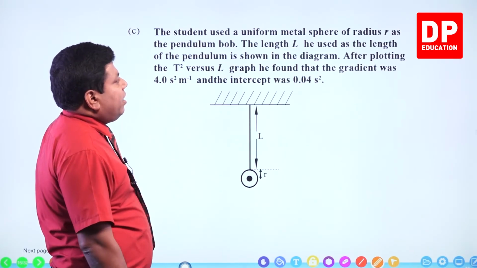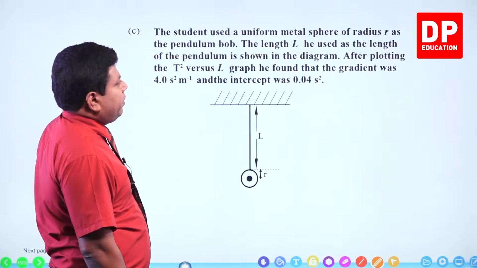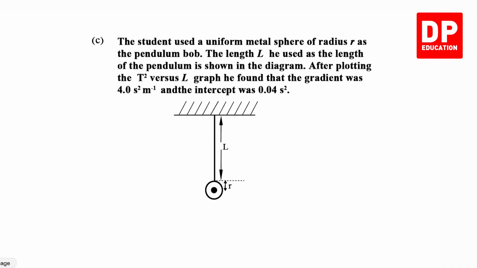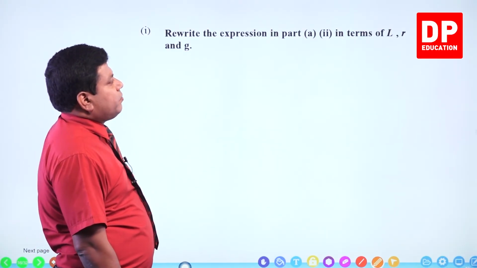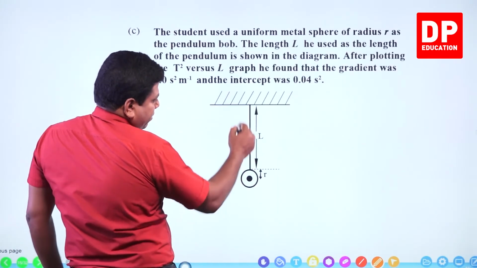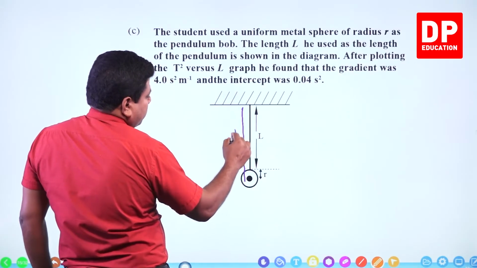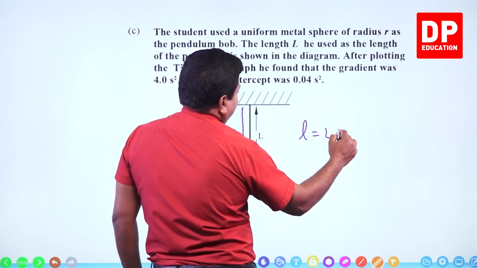The student used a uniform metal sphere of radius r as a pendulum bob. The length L he used as the length of the pendulum is shown in the diagram. After plotting the T squared versus L graph, he found that the gradient was 4 and the intercept was 0.04. Rewrite the expression in part A in terms of L and R. Now look at this. The pendulum's length is going to be this much. So what we used as L is actually capital L plus R.